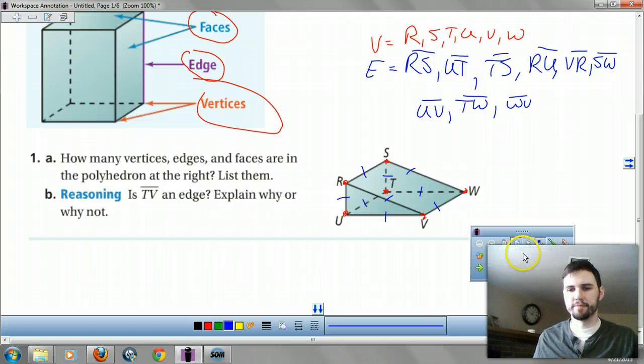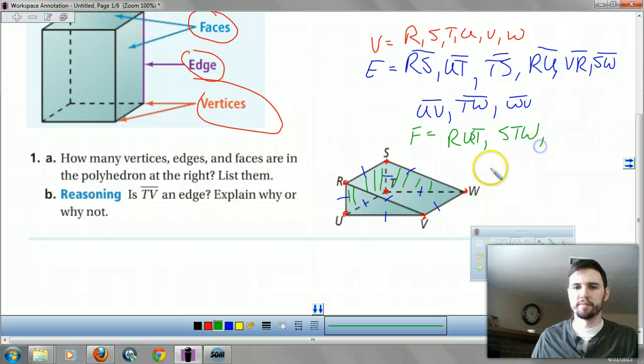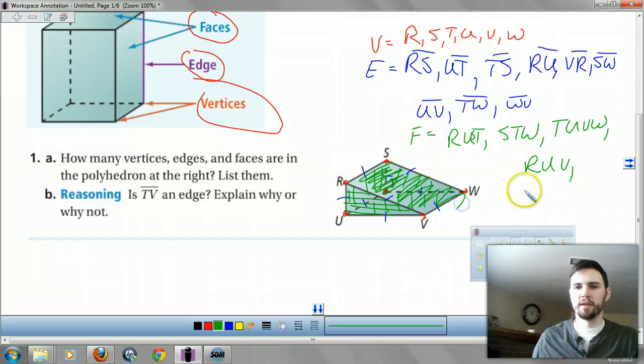And last we are faces. Well, we have RUT or RUST, rust. We have STW. We have TUVW. We have RUV. And we have SRWV, right?